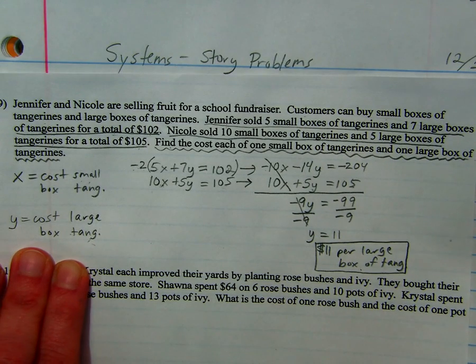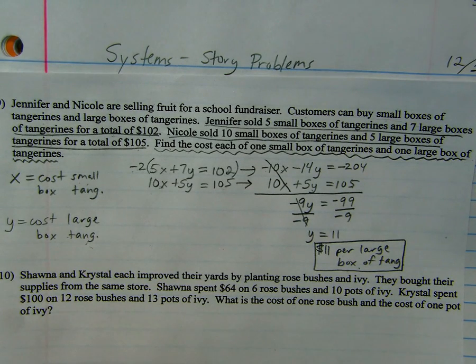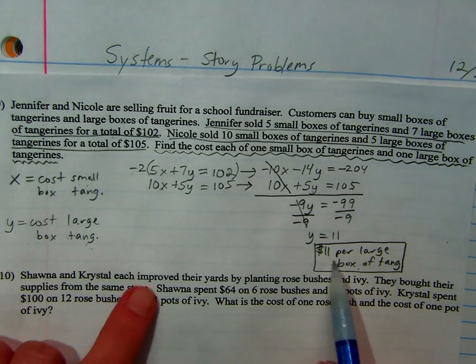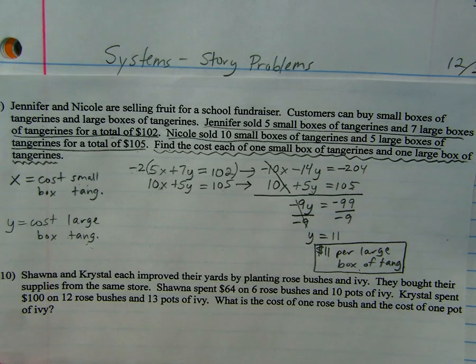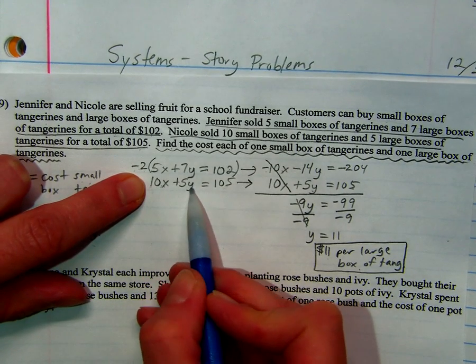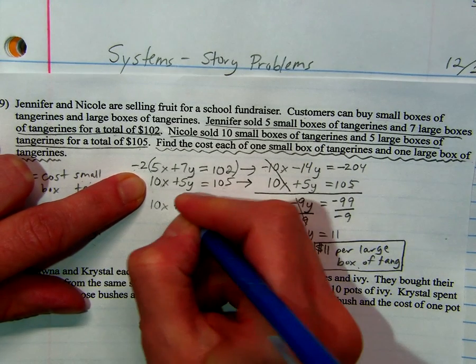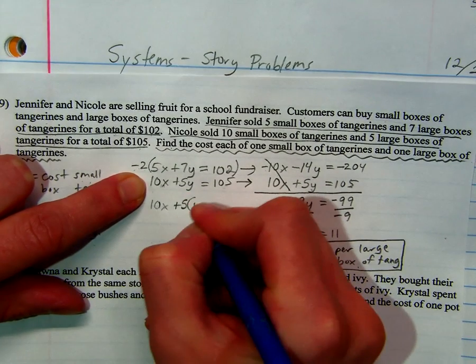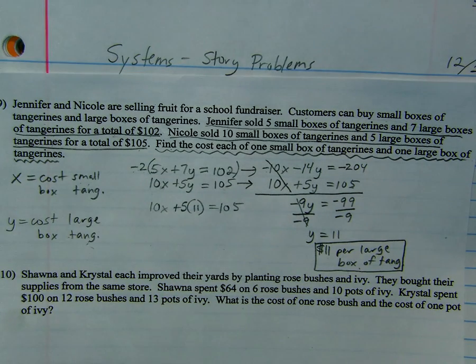Now, we also want to know how much a small box of tangerines cost. So now that we know what y is, how can I find x? So putting 11 in for y. Yeah, put 11 in for y, and it doesn't matter which equation. So do you guys have a preference? Bottom. The bottom one? So I can take this bottom equation, 10x plus 5y equals 105, and I'll go ahead and do 10x plus 5 times 11, because I know that's 11, equals 105, and then we can solve that.